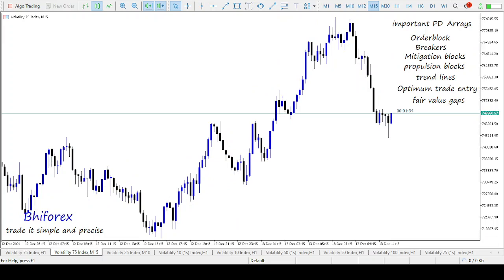Okay, so far we've been able to treat order blocks, breakers, mitigation blocks, propulsion blocks, trend lines, optimum trade entry, and fair value gap.